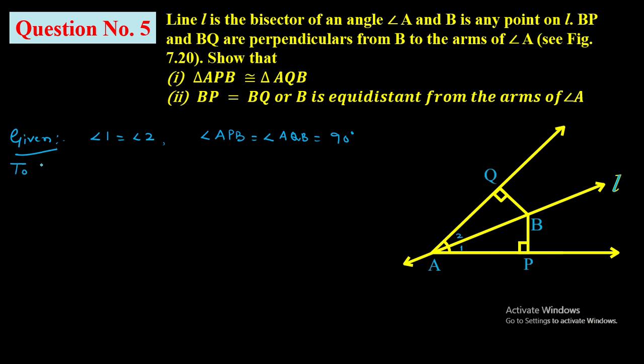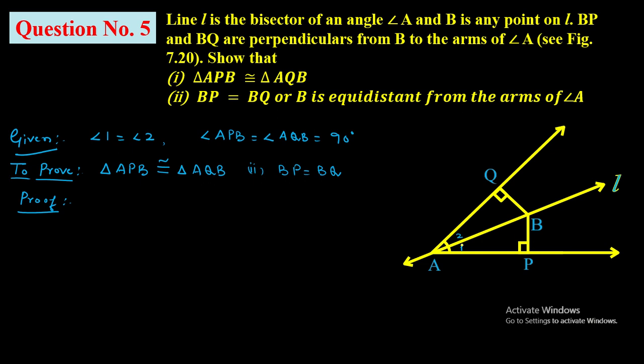Now we have to prove, in the first part, that triangle APB is congruent to triangle AQB, and in the second part we have to prove that BP is equal to BQ. That means B is equidistant from both the arms. Let's prove it.